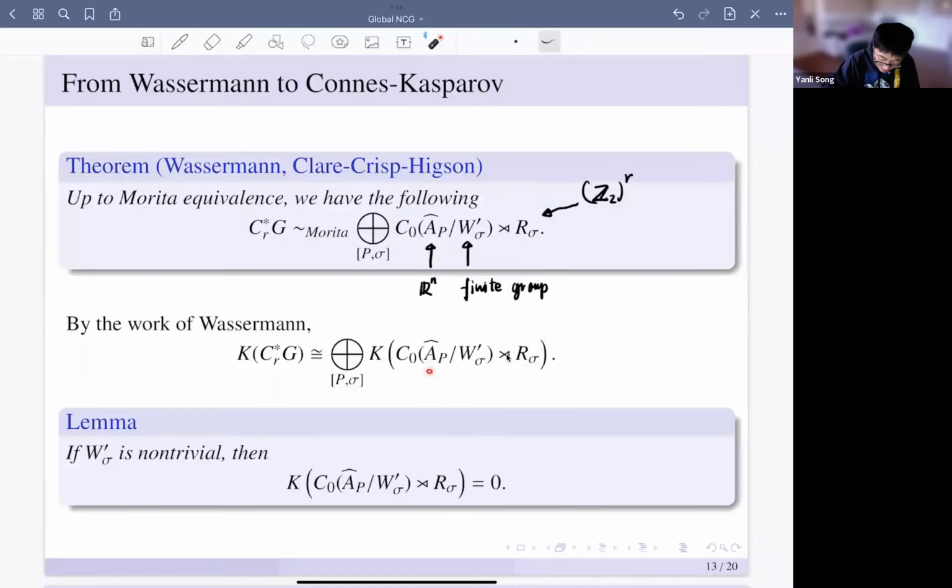Because all these elements are much easier to describe, the K-theory of the right-hand side, in principle, should be simpler to compute. In particular, it's not difficult to prove that if this W sigma prime is non-trivial, then by some homotopy technique, because this space will be contractible by some trick, you can show its K-theory is always trivial. That is to say, as long as this subgroup is non-trivial, its K-theory is trivial. So if you want to compute the K-theory, you only care about those components, those P and sigma, such that W sigma prime is trivial.